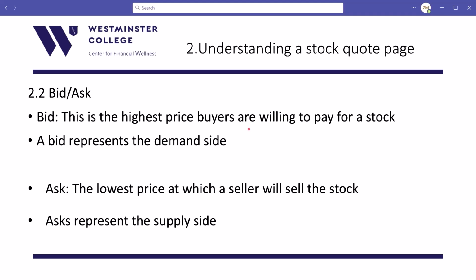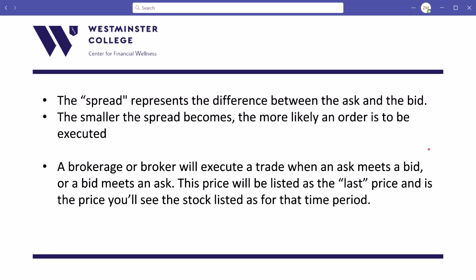On the inverse of that, your ask is asking to sell. So when you think ask, associate it with the supply side. The ask side is saying, this is what I'm asking you to pay me in order to buy one of my shares. So just burn that into your brain. Bid means demand, ask means supply. So the spread simply represents the difference between the ask and the bid. It's the variance in that negotiation, and obviously the smaller the difference becomes, the more likely the order becomes to being executed.